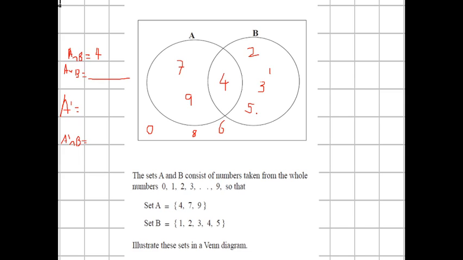There is some other notation as well. Sometimes you get n of A intersection B. If you see a little n with curly brackets, well, we know A intersection B only has 4 in it, so n is just the number of members, so that would be 1 because there's only one value. n of set A is 3, n of set B is 5, and n of the union of A and B would be 7.